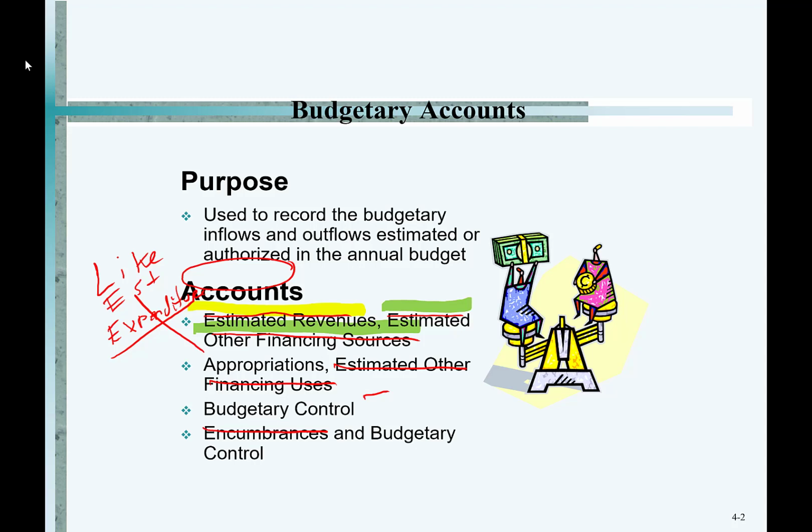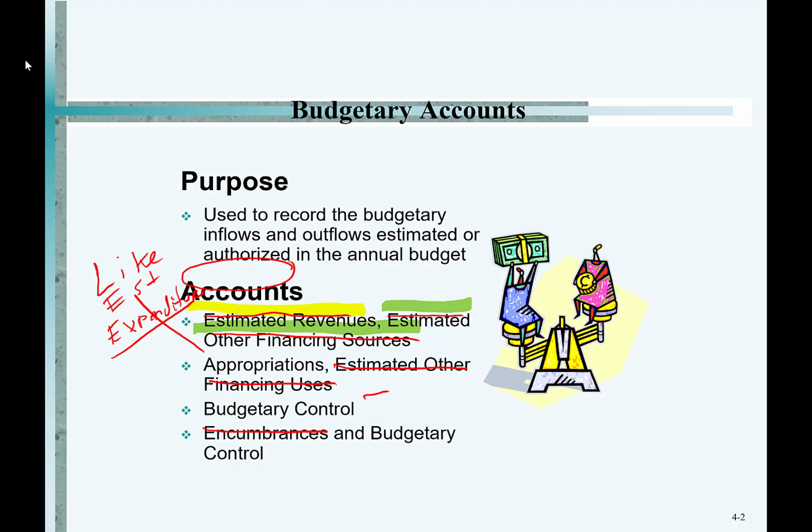Okay, so let's look at these budgetary accounts. Let's say them together. We have not revenue, but estimated revenue. Not other financing sources, but estimated other financing sources. Not other financing uses, but estimated other financing uses. And not expenditures, but appropriation, right? And we don't call it estimated expenditures, but that's what it's like.